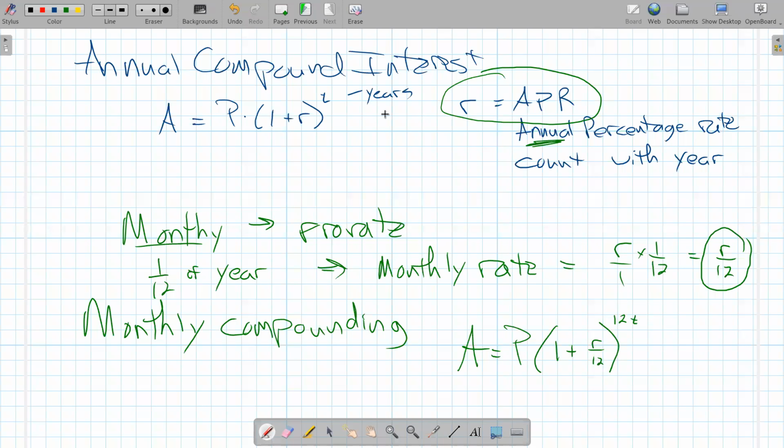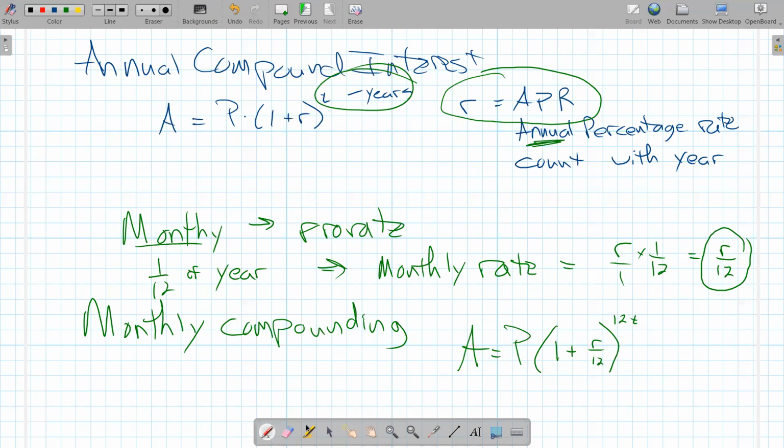Okay, so T is still years. We're going to stick with that. And if I want this to be months, then I would do 12T up there. And there's nothing special about months. If you have a credit card, they work off your average daily balance and they use a daily percentage rate. Oh my gosh. Okay, we're going to take this a step farther.